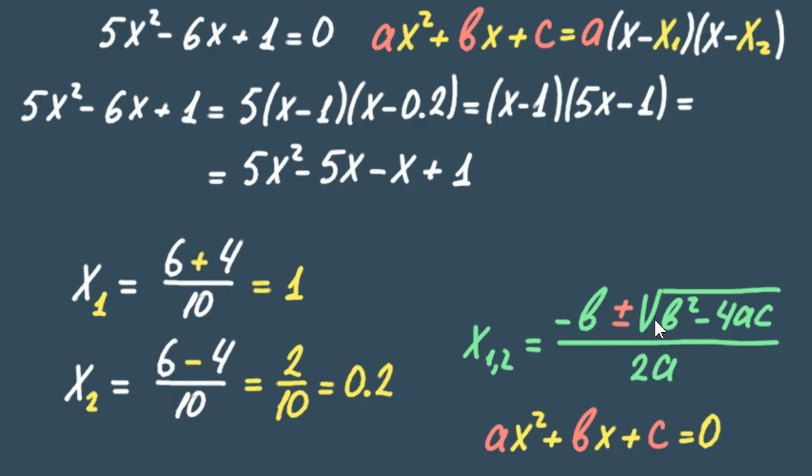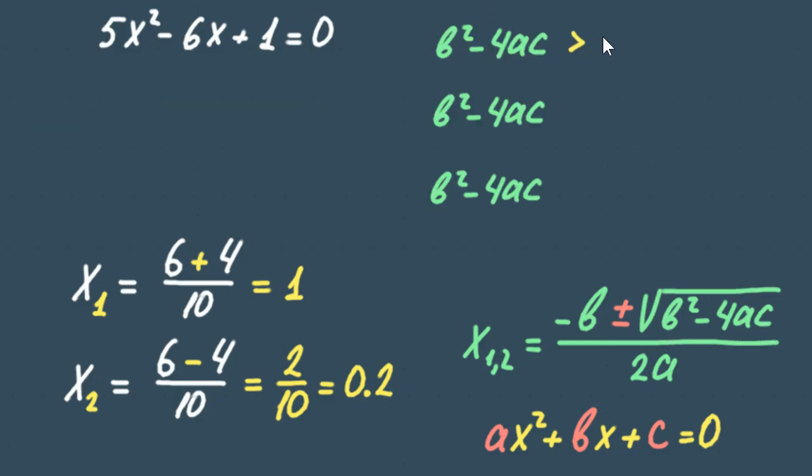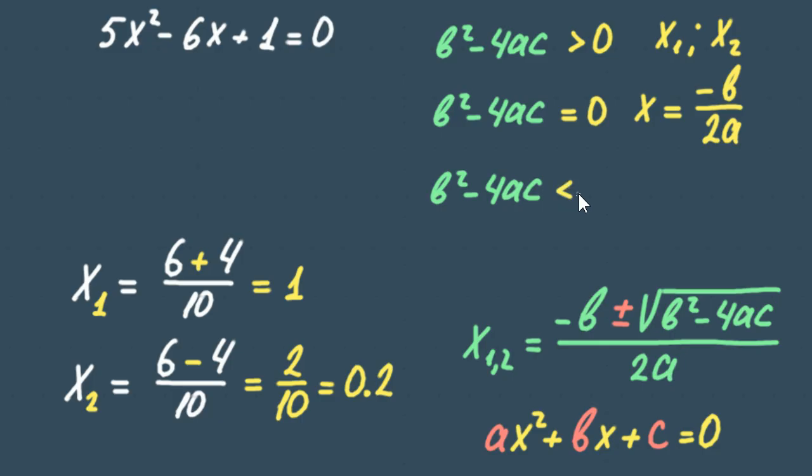Now let's consider the expression under the square root. If this expression is greater than 0, then the quadratic equation will have two solutions. If this expression is equal to 0, then we will not have a square root in the formula, and the solution of the quadratic equation will be 1. If this expression is less than 0, then the solution of the equation will be complex numbers. We will not consider this option in this lesson.